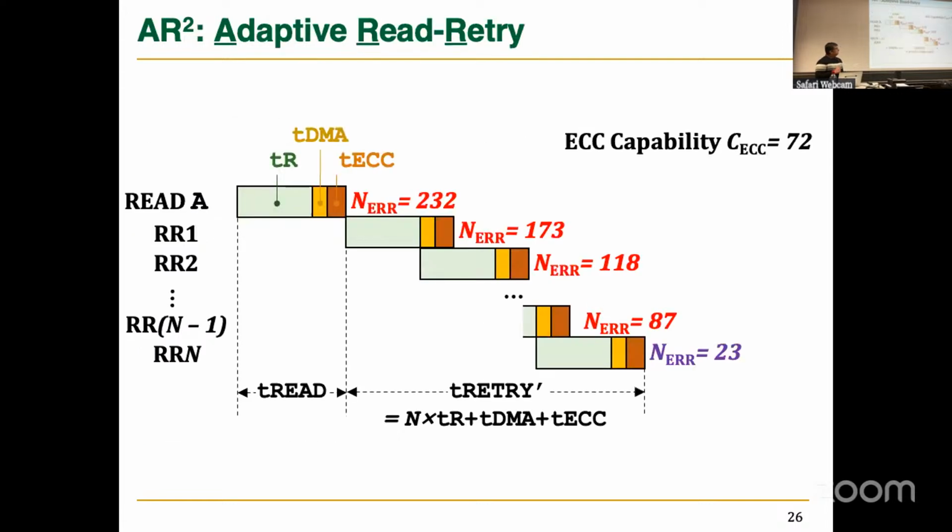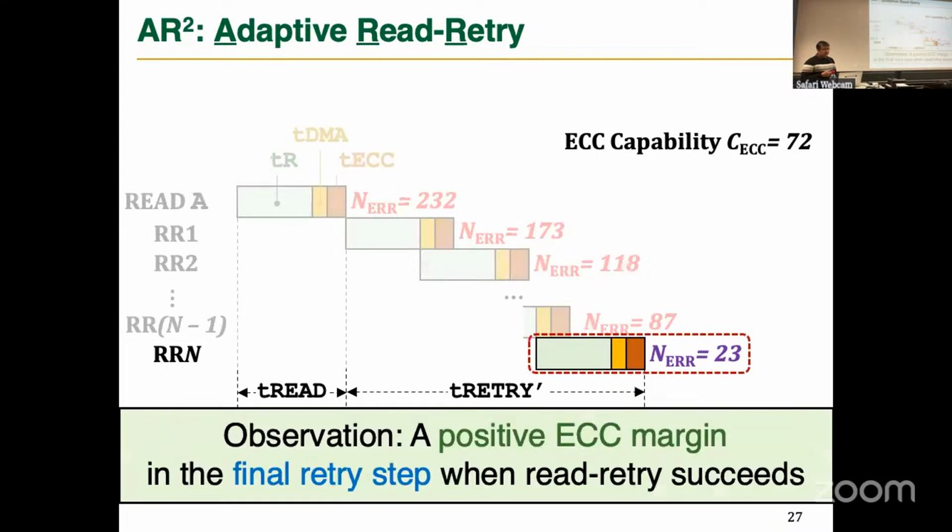So adaptive read retry is basically exploring an idea. What it looks at is that there is a large margin between the correction capability of the ECC engine and the number of errors in the last step of the read retry operation. So you see that even if the ECC capability is around 72, in the last step you get the number of errors to be 23.